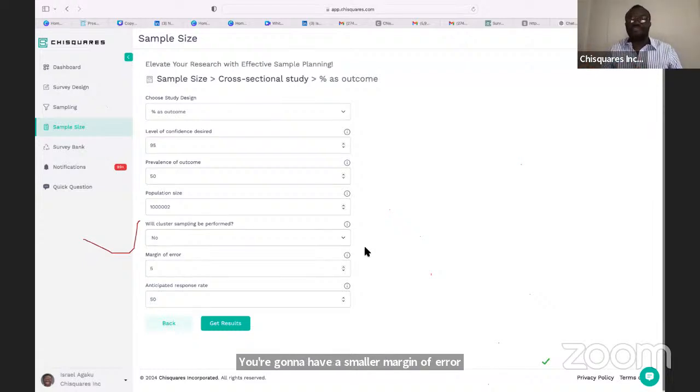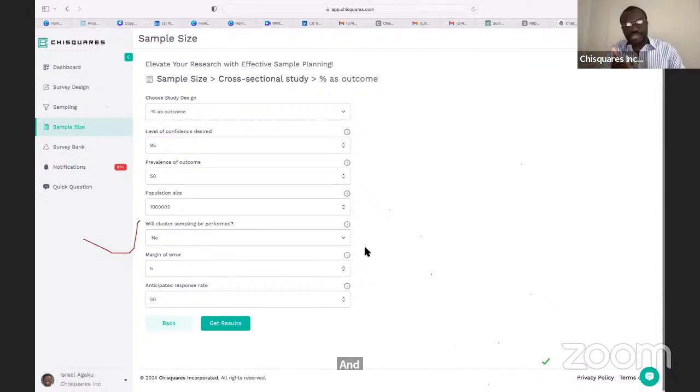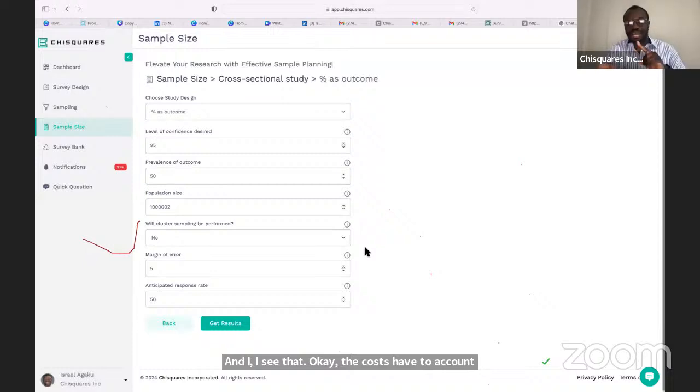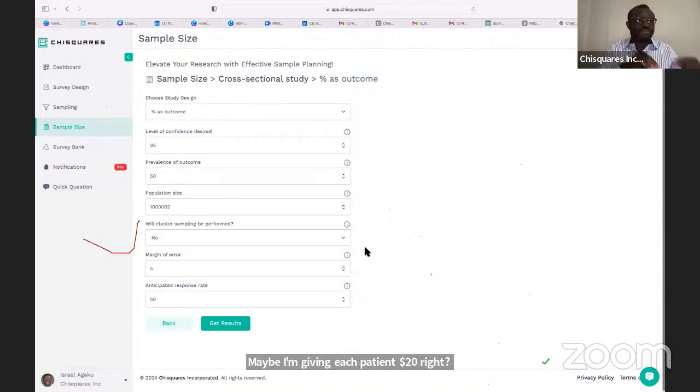But if I'm doing a budget, or applying for a grant, I have to account for the cost of recruiting the patient, and the cost of incentivizing the patient. Maybe I'm giving each patient $20, right? And so many other costs that are unit costs per patient. Obviously, the budget for the grant is fixed.